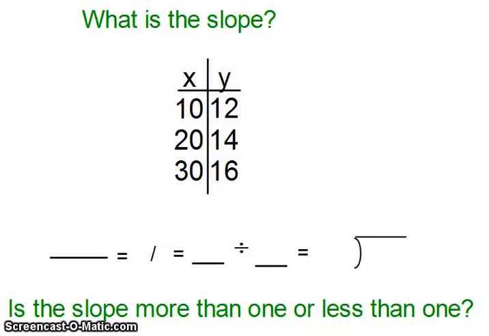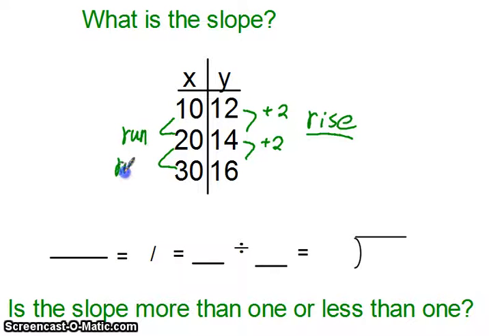So let's say I asked you to find the slope of this table. The first thing you would find would be the y difference. So this is increasing by 2 and 2. Now these numbers, the y difference over here, they're also the rise. And here we've got the run is 10 and 10. So my slope is of course rise over run. So that would be 2 over 10.